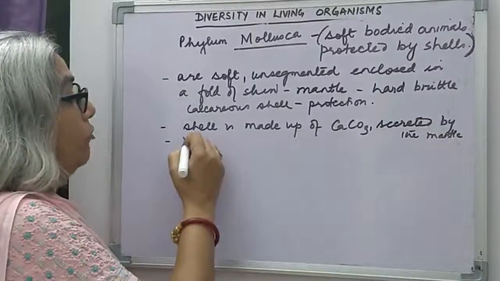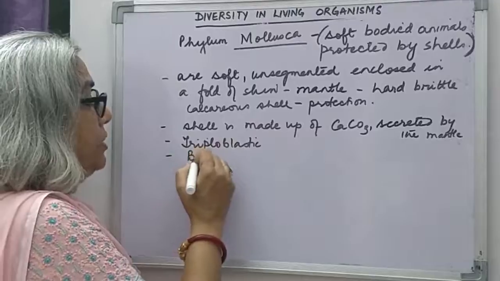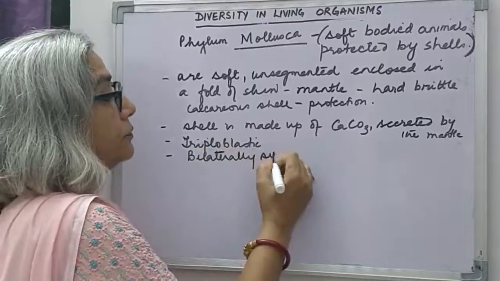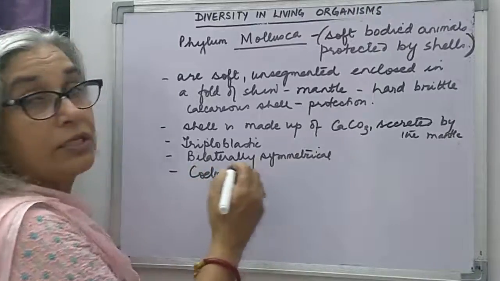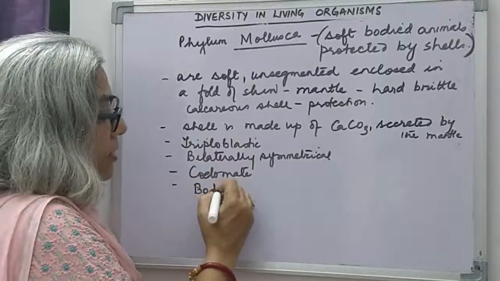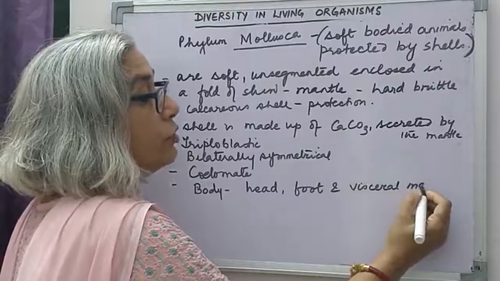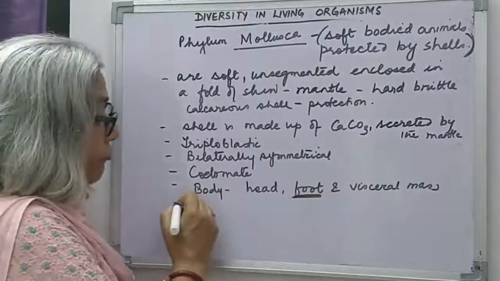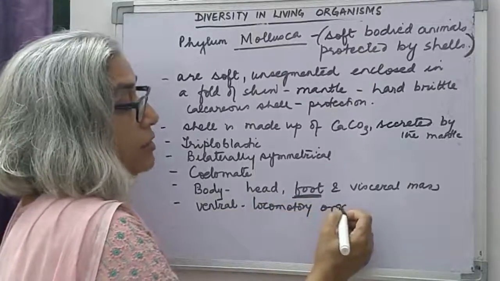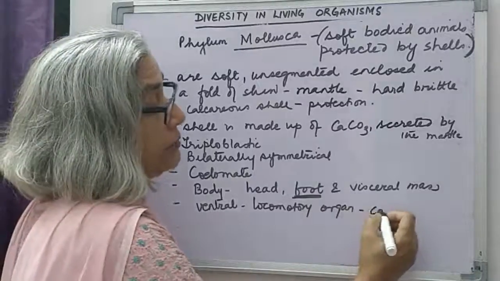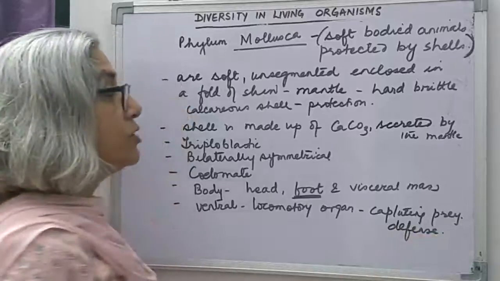Then the body of mollusks is triploblastic, bilaterally symmetrical, and coelomate. It has a true body cavity coelom. Now the body is divided into head, foot and visceral mass. This foot is a very important organ. The foot is ventral. This is the locomotory organ of mollusks. It helps in locomotion, movement from one place to another, is for defense also, and helps in capturing prey.